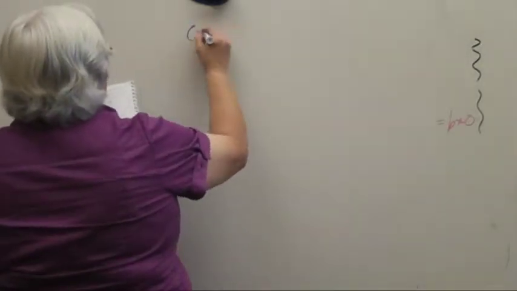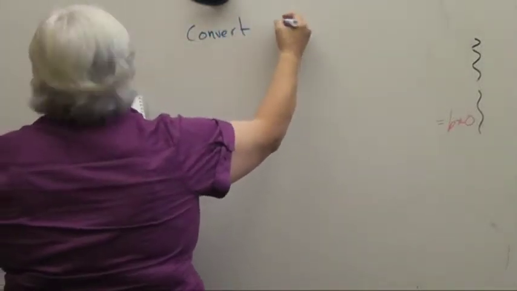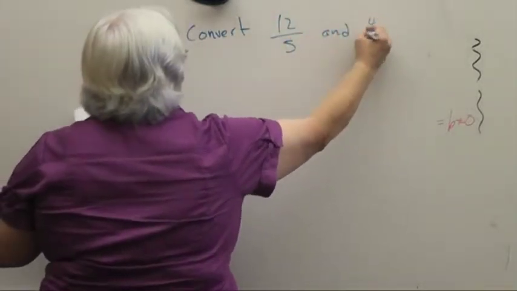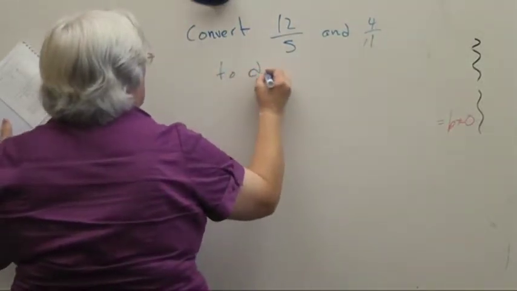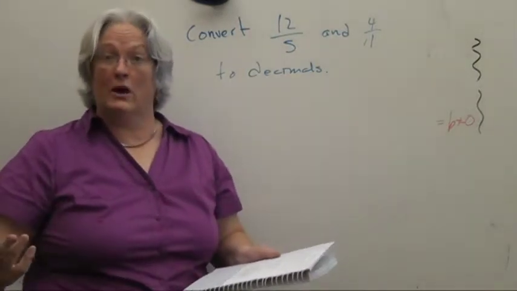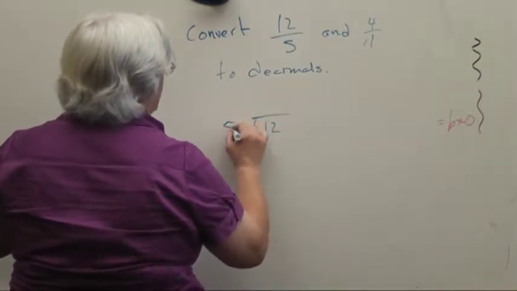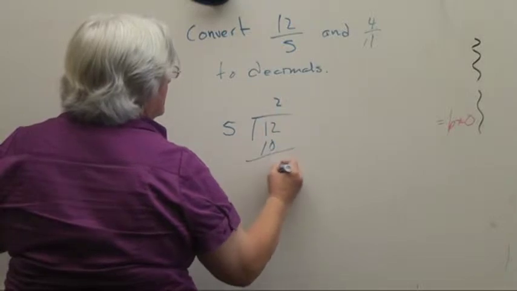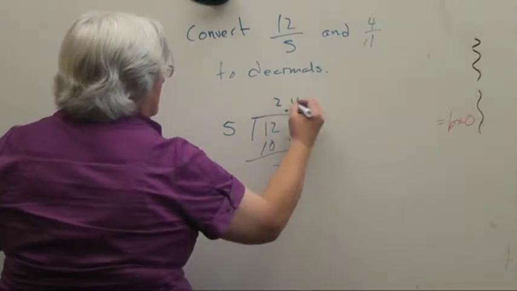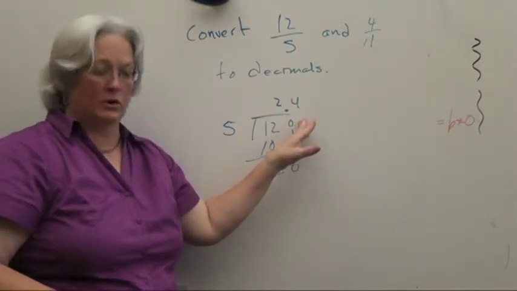It says convert these rational expressions to decimals. You have 12 fifths and 4 elevenths to decimals. How do you do that? How do you convert a fraction to a decimal? You take the numerator and you divide it by the denominator. 2 times 5 is 10. 2, we're going to add a decimal and bring down a 0. 2.4. 12 fifths is the same as 2.4 converted to a decimal.